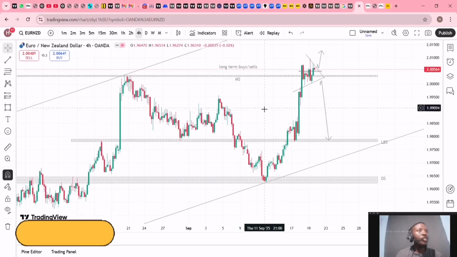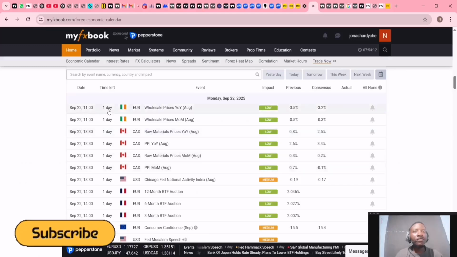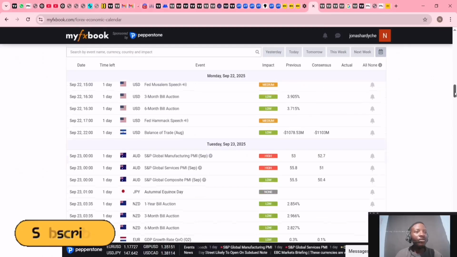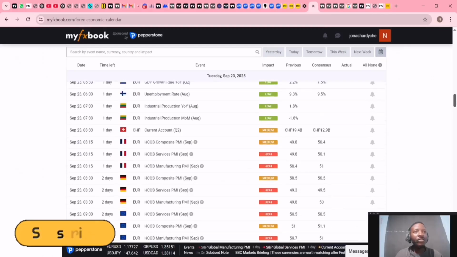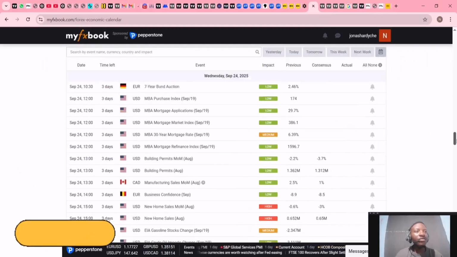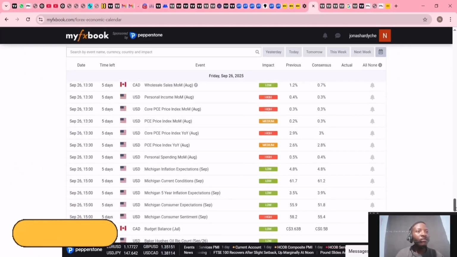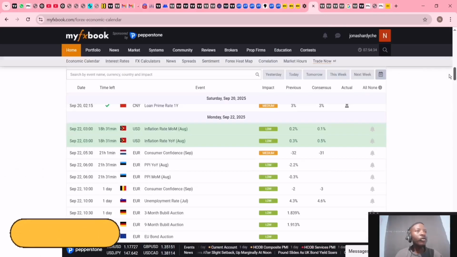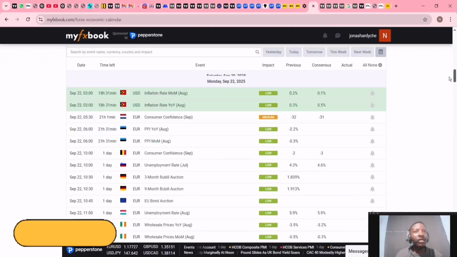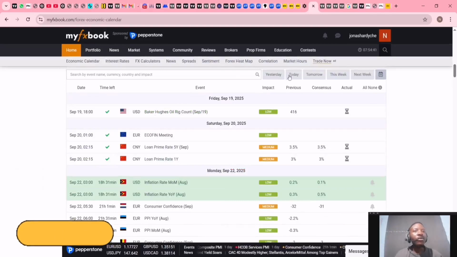Now we're going to see what the fundamentals have for us. As fundamentals for Monday, the 22nd of September 2025, we have no major news on Monday. On Tuesday, we have a series of major news. On Wednesday, we could have a series of major news, and on Thursday and Friday, major news. So Monday is a pure technical analysis trading day, because we do not have major high impact news.